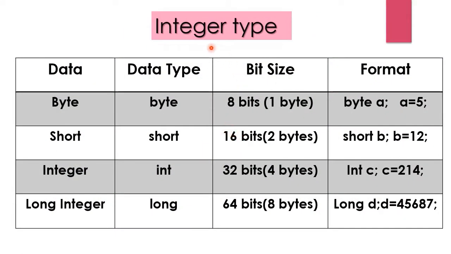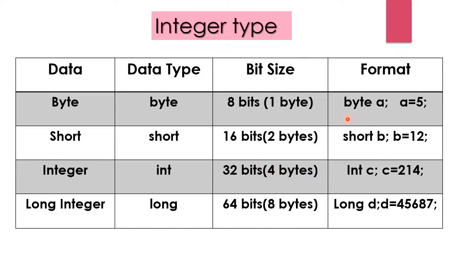Under numerical type, we have integer type and floating type. Let us see how many data types we have under integer type. Here byte is a data type, short is a data type, int is a data type, long is a data type. Byte occupies 1 byte of memory, short occupies 2 bytes, int occupies 4 bytes and long occupies 8 bytes.